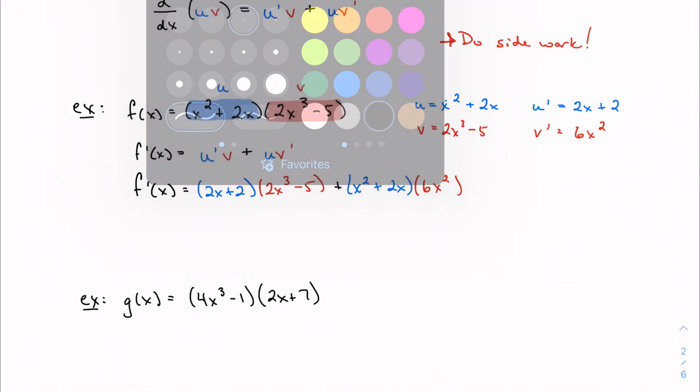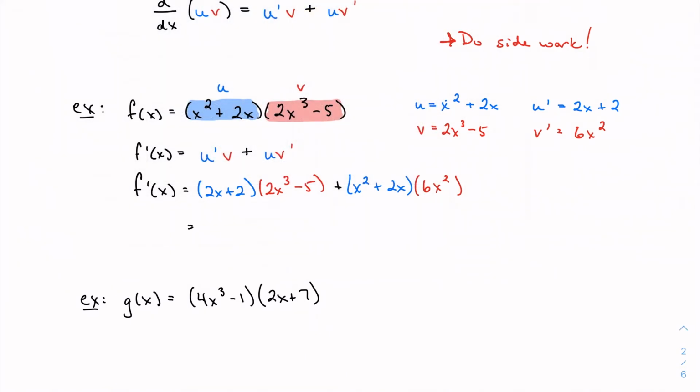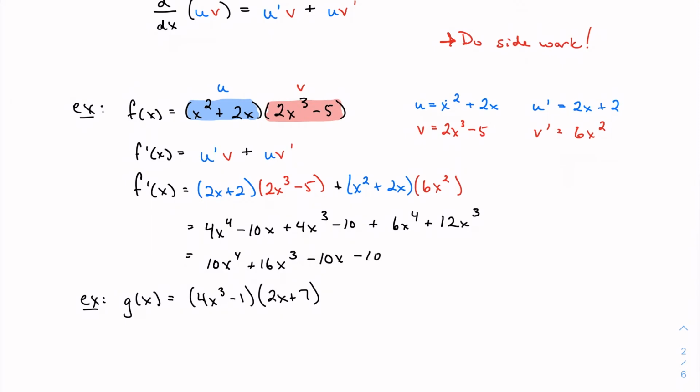And then I can go through and simplify if I really wanted to. I'll try to do this quick just for the sake of time. Minus 10x plus 4x cubed minus 10. And then I'm going to get 6x to the 4th plus 12x cubed. And I'm just going to combine my like terms. So I'm going to get 10x to the 4th plus 16x cubed minus 10x minus 10. And that's my simplified combined form there.